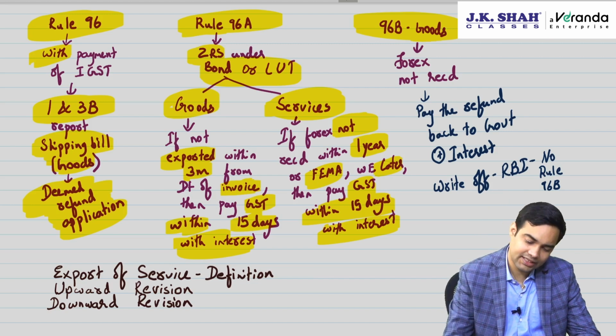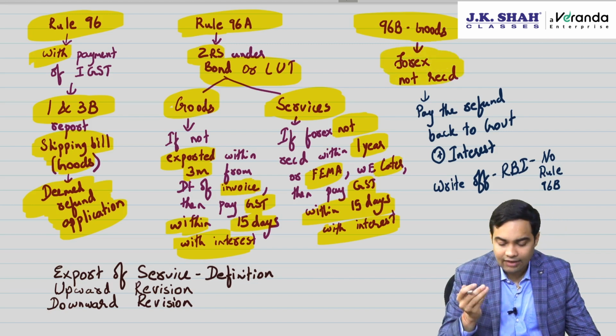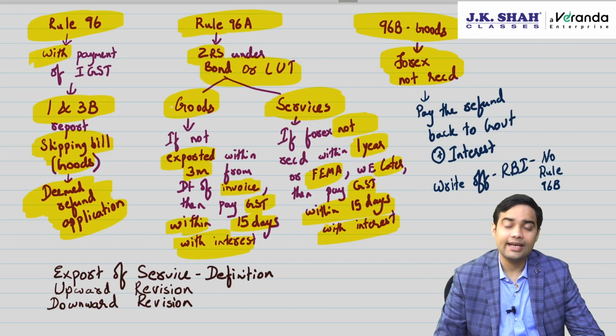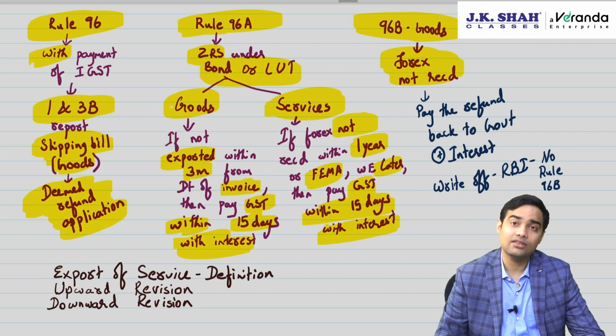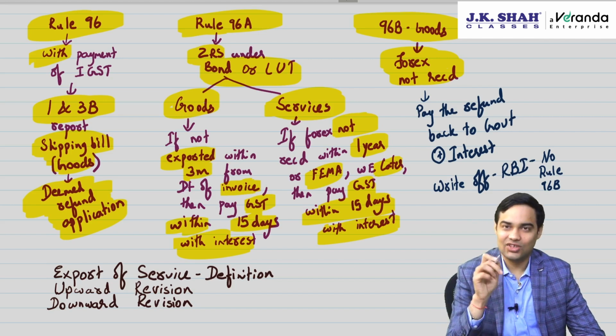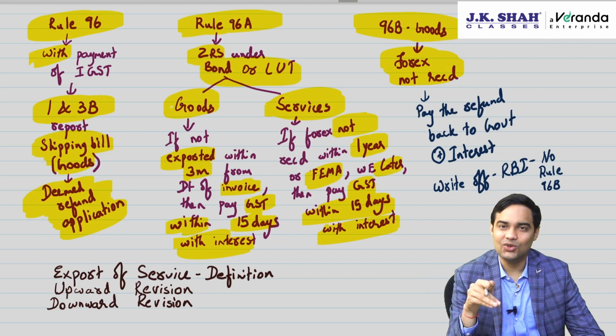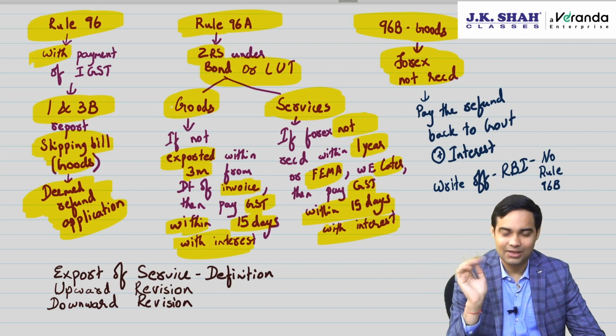Rule 96B is for goods where forex is not received. Say suppose I have not received forex. Now in goods, you can claim refund even without receiving forex. Oh, is it, sir? Yeah. In goods, you can claim refund without receiving forex. For services, it is invoice or payment, whichever is later. Then you can apply for refund. For goods, even without receiving forex, you can go ahead and file a refund application.